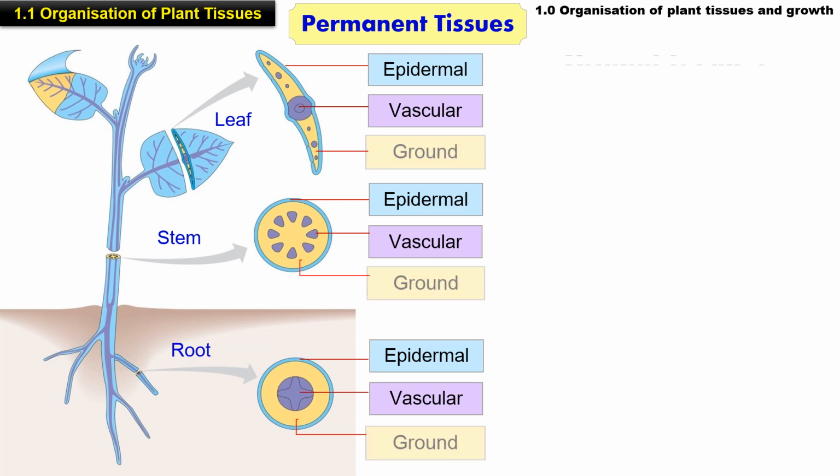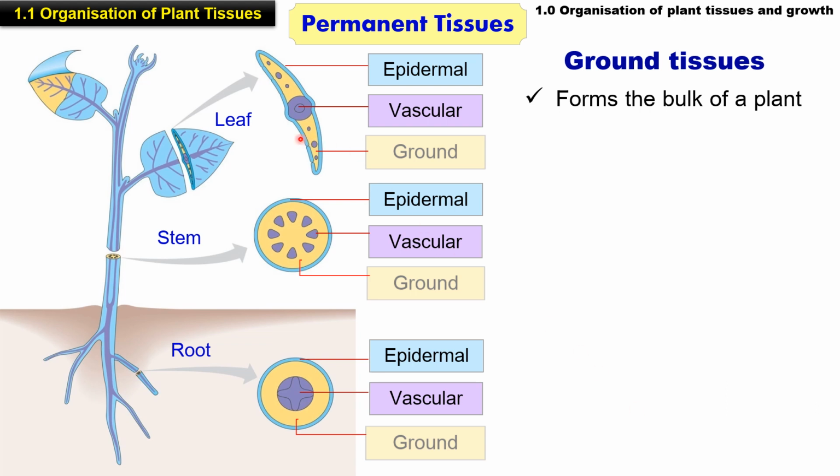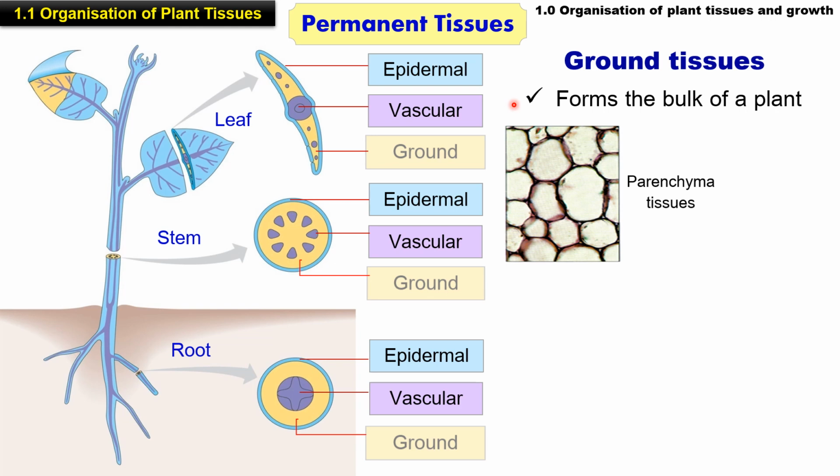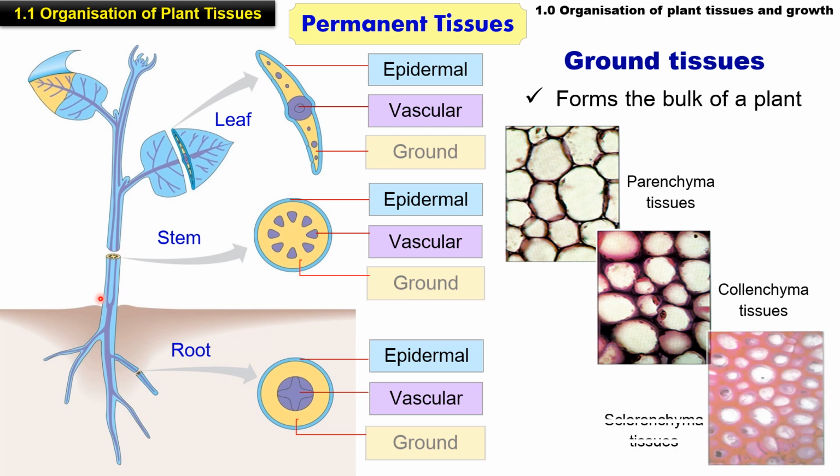Ground tissue yang ini nampak kuning ni, wah banyaknya, mestilah, because ground tissue will form the bulk of a plant. So actually, keseluruhan bahagian dalam plants itu consists of ground tissue. What are the examples of the ground tissue? The plant has parenchyma tissue, collenchyma tissue, and sclerenchyma tissue. So apa perbezaan all these three? Nampak macam sama saja? No, it's not the same.